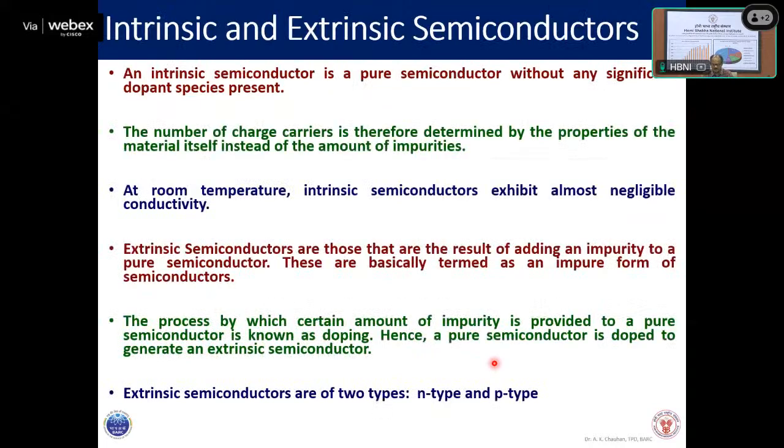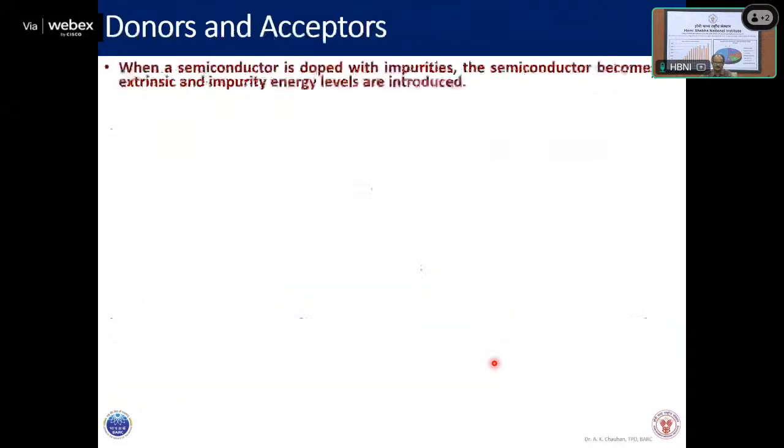Here in this slide we learned that there are two kinds of semiconductor. One is the intrinsic semiconductor, which is absolutely pure, with no impurity added to it, and there are extrinsic semiconductors in which a certain amount of impurity is added, and because of that impurity the property of the semiconductor changes. The process by which this impurity is added is called doping. And extrinsic semiconductors are of two types, N types and P types. What N types and P types are, we will see in the next slides.